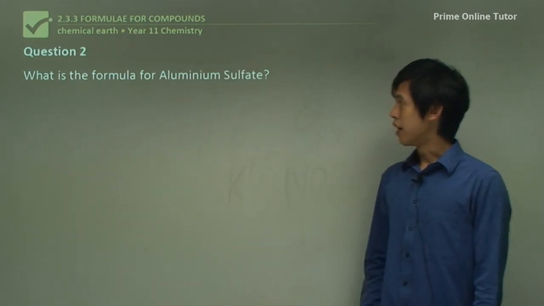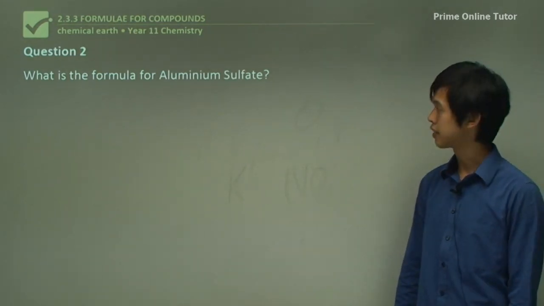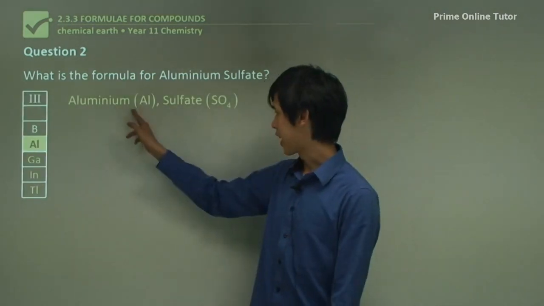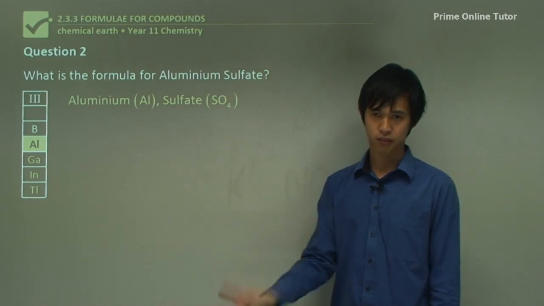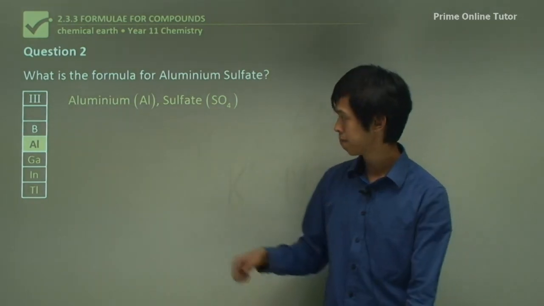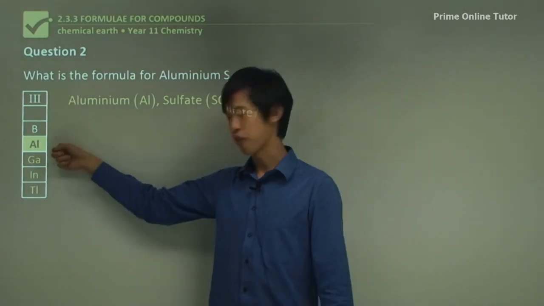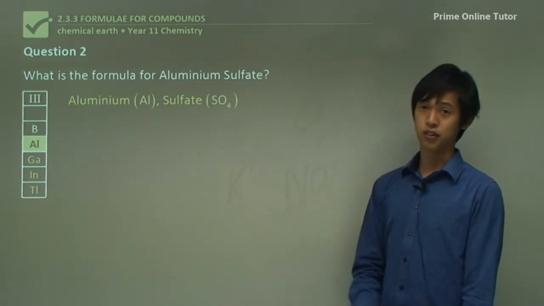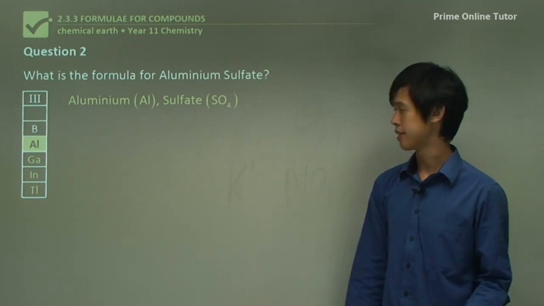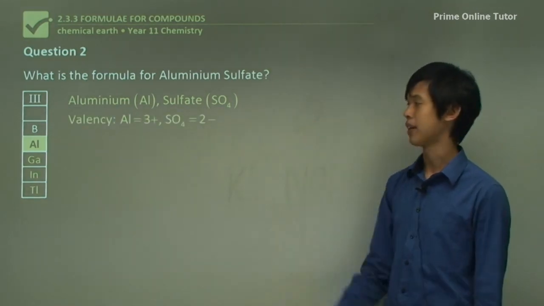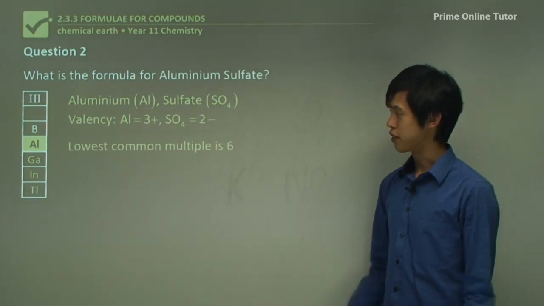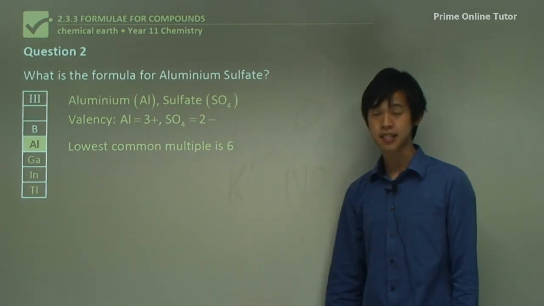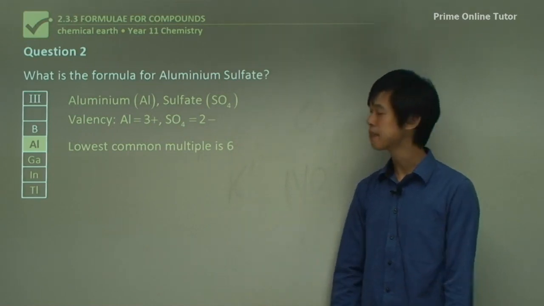What is the formula for aluminium sulfate? If you look in your periodic table, aluminium is Al, and you have to remember sulfate from your list of valencies. Aluminium is in group 3, so it has a valency of 3+. And sulfate, as you should remember, has a valency of 2-. Now, if you take the absolute value of each, the lowest common multiple is 6. 3 times 2 is 6.